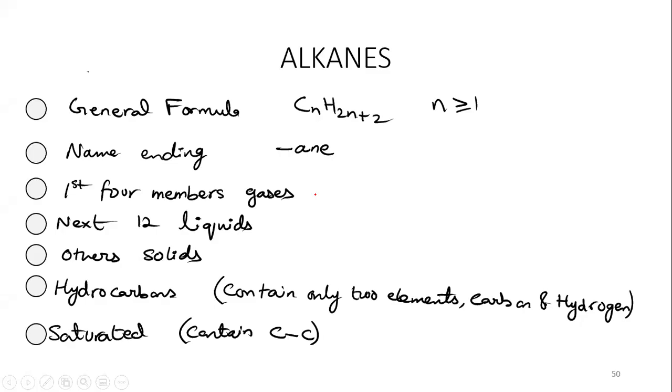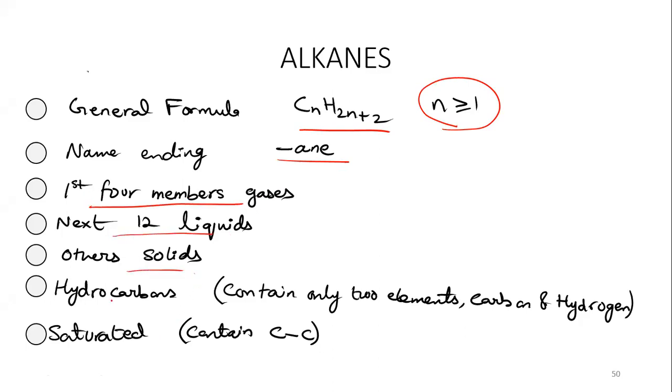जी, तो आपको पता है कि एल्केन्स का जनरल फार्मूला CnH2n+2 है और n का नंबर ग्रेटर देन इक्वल टू 1 है। नेम एंडिंग उनकी -ane है। First 4 members are gases, the next 12 are liquids, others are solids.